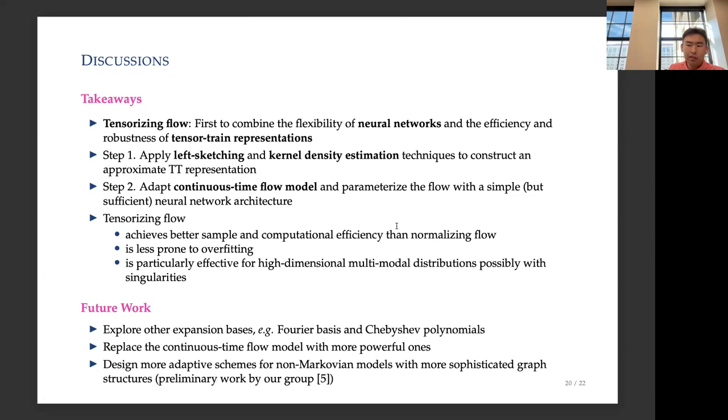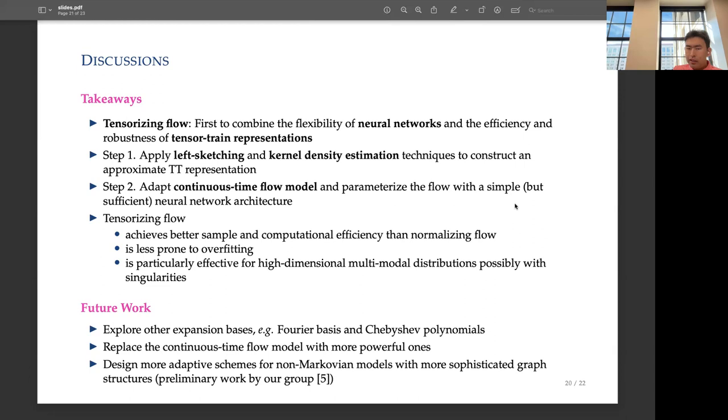But here, instead of using Q0 or the Gaussian as the base distribution, we are using the tensor-train representation, which is already very close to the target distribution. So let's put it this way: even if you choose the push forward to be an identity map, it will result in a reasonable density estimation. So hopefully, by using the tensor-train representation as the base distribution, our flow model is learning a near identity map. That's what I call the near identity nature of this tensorizing flow.